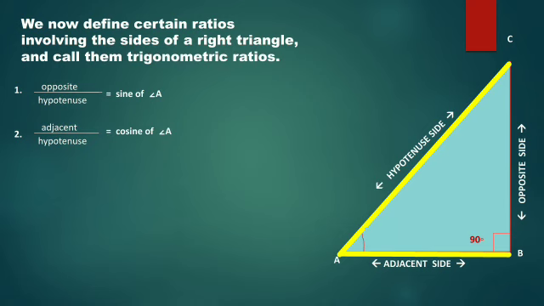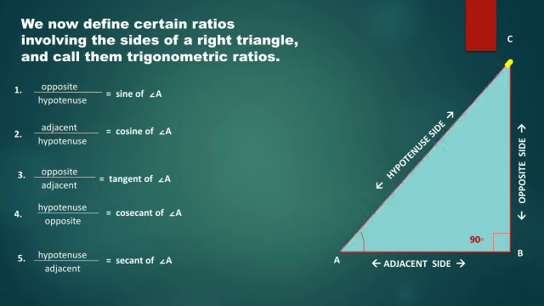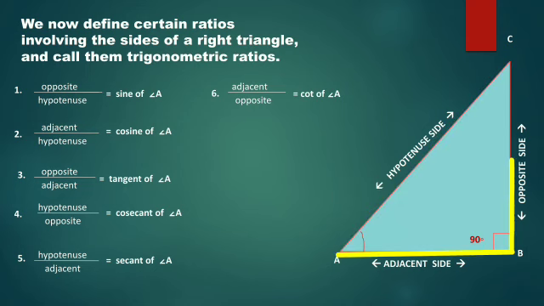So the second one is adjacent by hypotenuse. It is called cosine of angle A, also called cos A. The third one is opposite by adjacent, which is named tangent of angle A. The fourth one is hypotenuse by opposite, which is called cosecant of A. The fifth one is hypotenuse by adjacent, which is named secant of A. And the last one is adjacent by opposite, which is named cot of angle A.